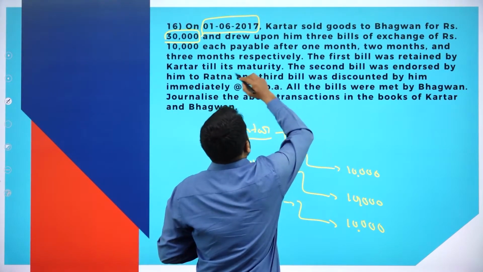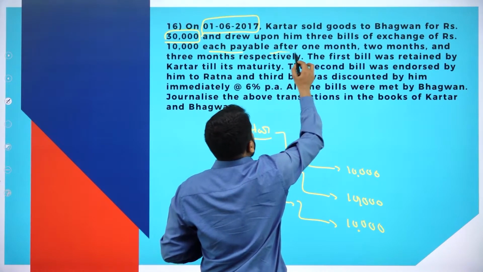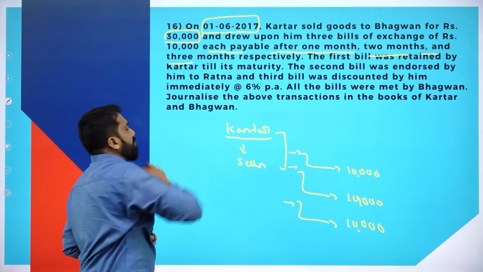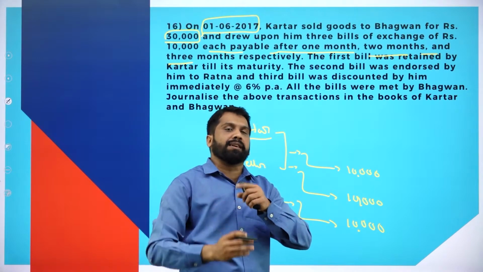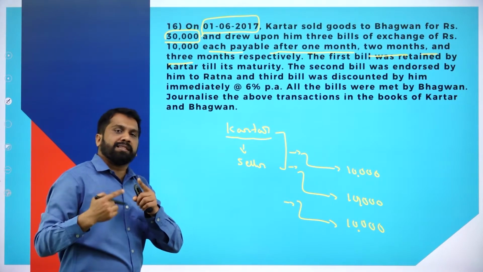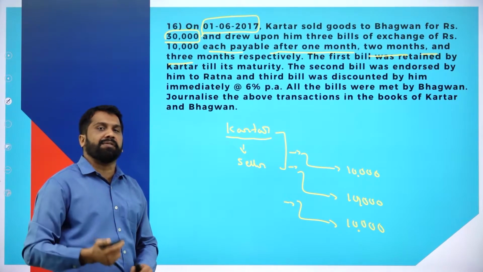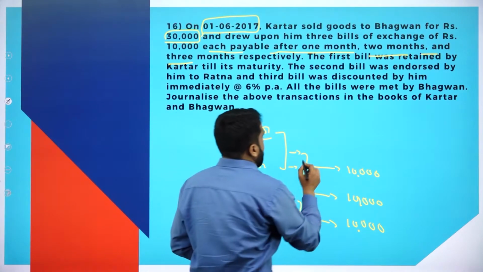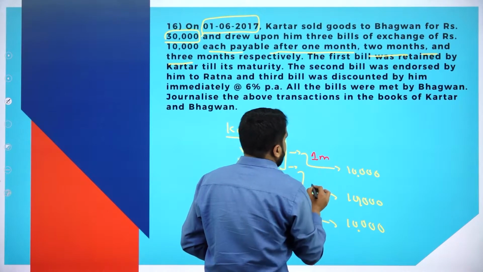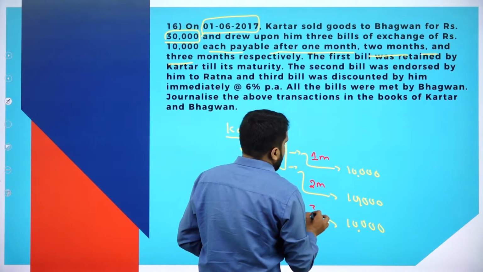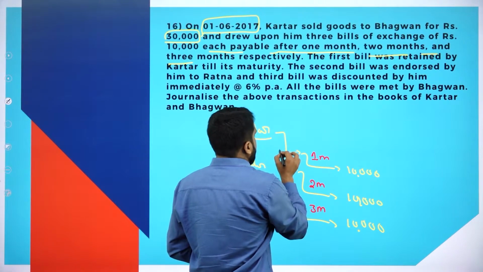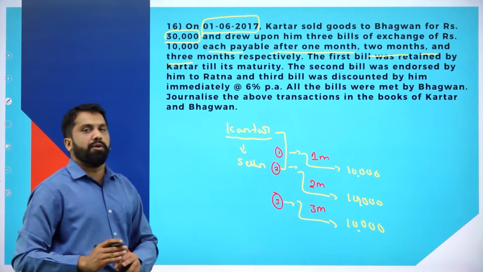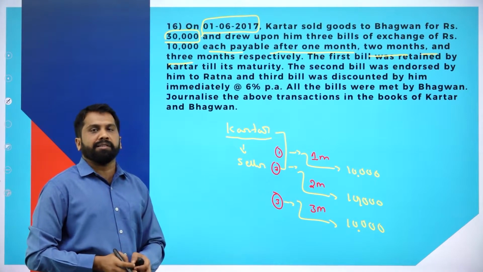Now, 10,000 each, payable after 1 month, 2 months and 3 months. For everything the month is different. For the first one it is 1, second one it is 2, and the third one they have given 3 months time. This is the first one, second one and third one. Hope you are clear with this concept.